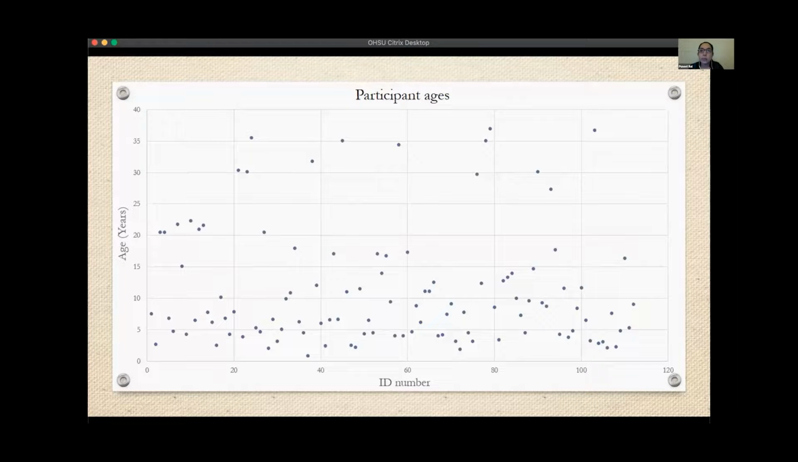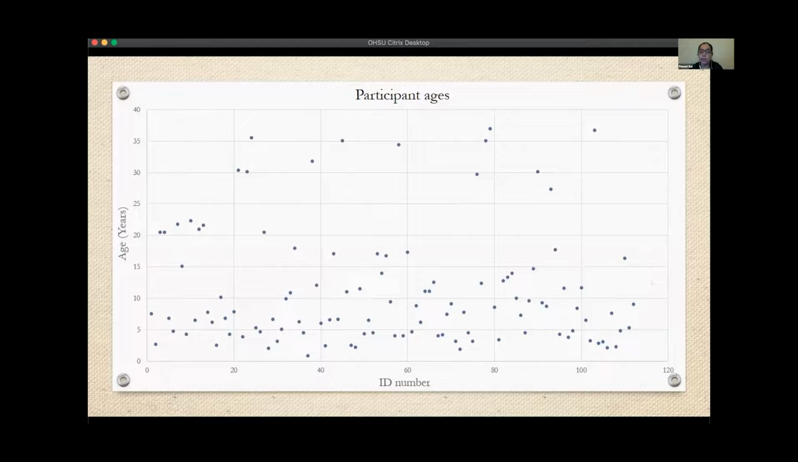And this graph shows the age breakdown of the participants. On the left, on the Y scale, you can see the ages of the participants, and on the X is the ID numbers. And so the first 20 participants who enrolled tended to be younger. And then we did more of a focused outreach on older participants. And so we were able to enroll some older participants, and we've been able to keep that steady as we go on through the study.